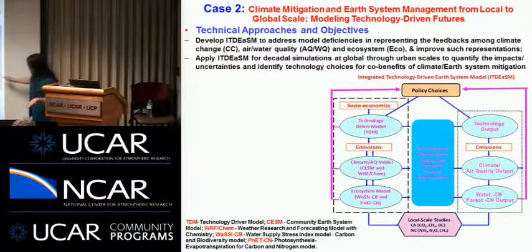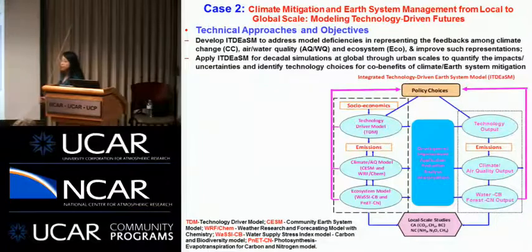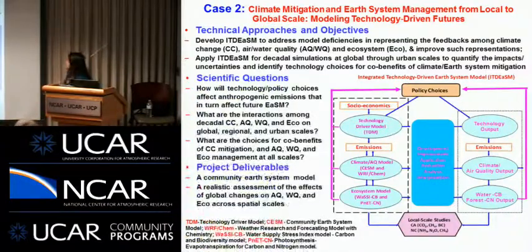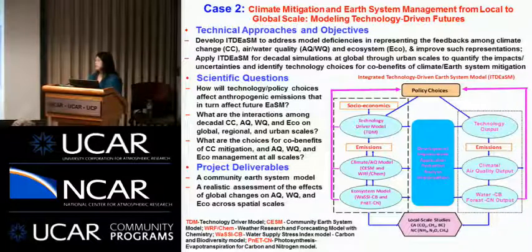When those simulations have been validated at the large scale, we would like to apply them at the local scale, selecting California and North Carolina, which have distinct meteorology and chemical emission characteristics, to illustrate how global change can change air quality, water quality, and ecosystem all the way from global to urban scale. The scientific questions we would like to address here are, for example, how will technology policy choices affect anthropogenic emissions, and how will that in turn affect the future Earth system?